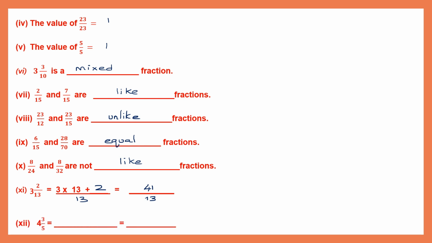Next question. We have question 12. Here 4 3 by 5. Same way we should do. Here we did 3 into 13, so here let's do 4 into 5 plus 3, and in the denominator we have 5 as it is. Now let's multiply: 4 5s are 20. 20 plus 3 is 23. So this is 23 by 5. So what did we do here? Again, we have a mixed number. We have converted it to an improper fraction. How did we do? We multiplied 4 into 5 and we added 3 to it. Denominator will remain the same.